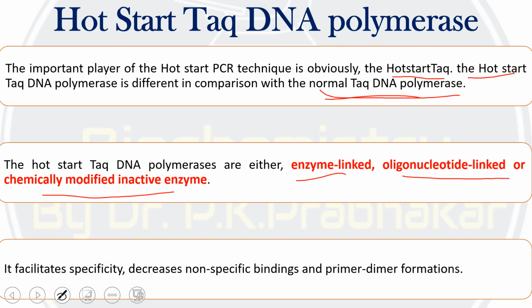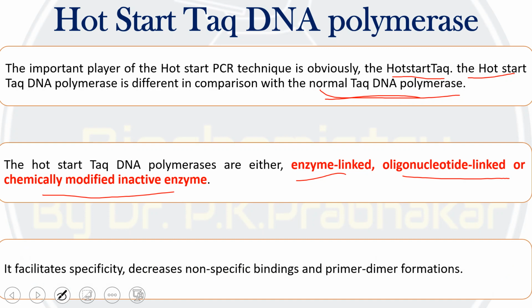Normally it is present in 200 unit stocks, and from the 20 unit, we can take 2 units of Hotstart Taq, and that is sufficient for a 30 microliter reaction. The commercial kit, when we purchase it, contains 10x reaction buffer with MgCl2, KCl and other additives. You can use 1x buffer also. And the overall advantage of this process is that it facilitates specificity, decreasing the non-specific binding, primer dimer formation and non-specific amplifications.